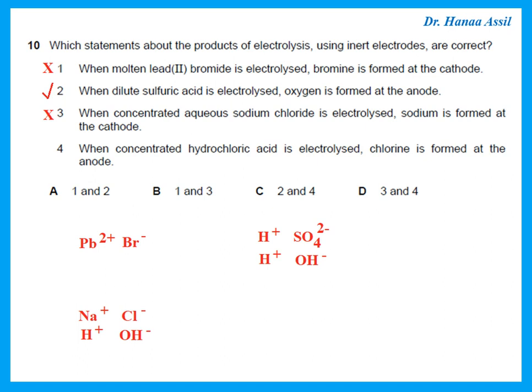When concentrated HCl is electrolyzed, chlorine is formed at the anode. Well, let's see. Concentrated HCl means I have H plus and Cl minus and H plus and OH minus from the water. Now, which one will react at the positive? Remember we said if we have a choice between chloride and OH minus, it is the one present in higher amounts. So if he says concentrated, that means I have more chloride, so that will form chlorine. So I want 2 and 4, so my answer is C.